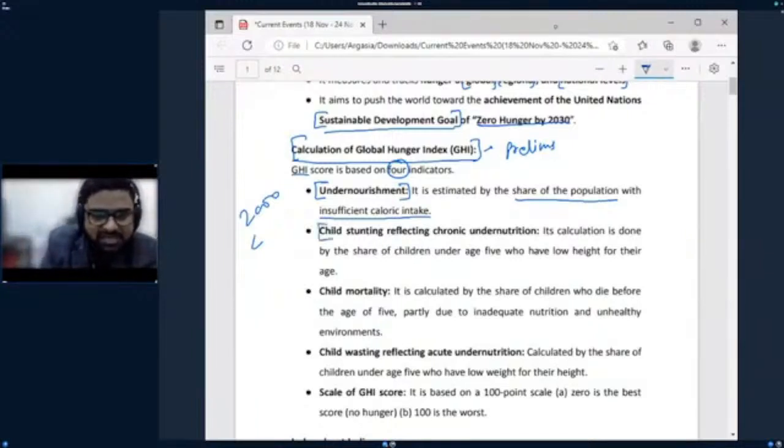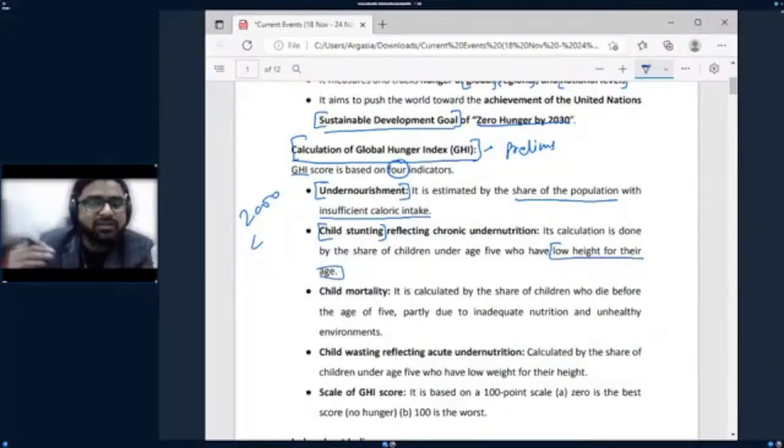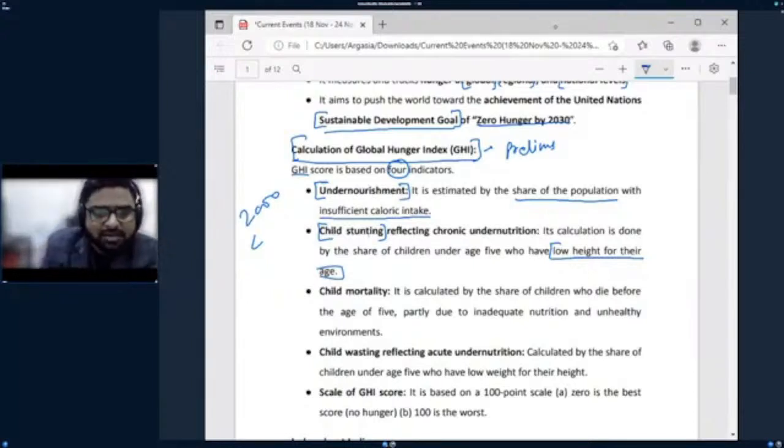Remember child stunting. What is child stunting? Child stunting means low height for their age. Wherever you hear this word, it means that the kid has low height relative to their age, and it is a direct result of the mother getting pregnant at low weight or not gaining sufficient weight during pregnancy. In both cases, there is a high chance the child will be born stunted. Okay, child stunting. Next, child mortality.